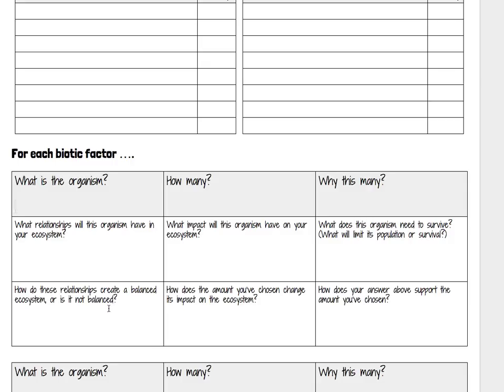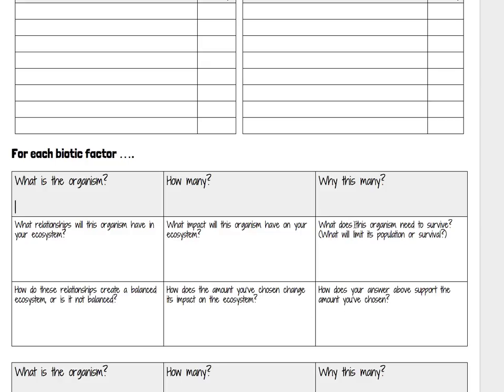And how do these relationships create a balanced ecosystem? Or if it's not balanced, then say that. What impact will this organism have on your ecosystem? And how does the amount that you've chosen change its impact? In other words, if you chose 1 snail, then how is that impact different from if you had chosen 5?